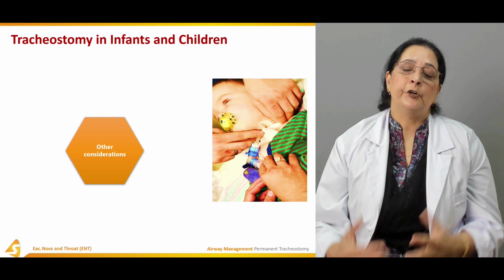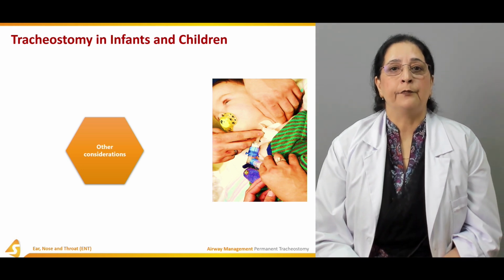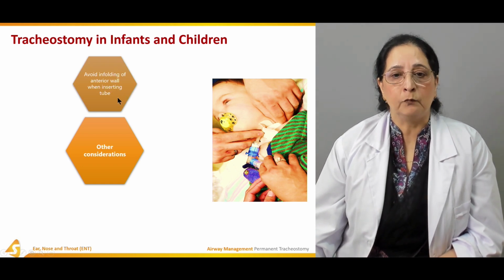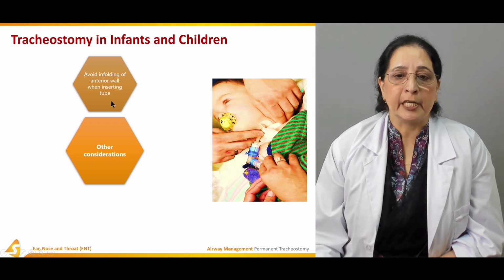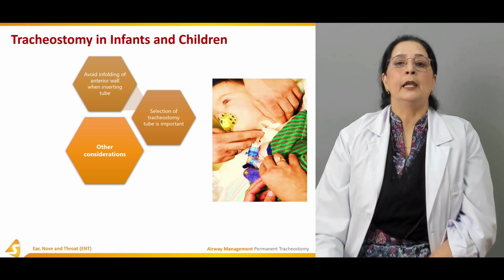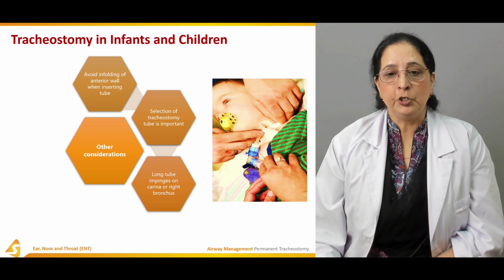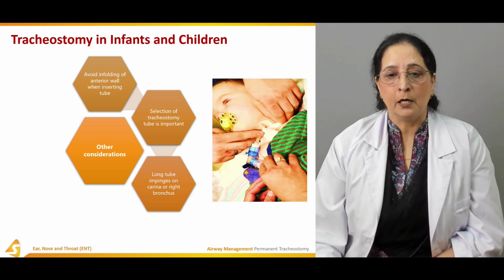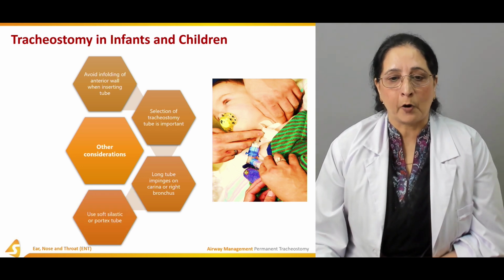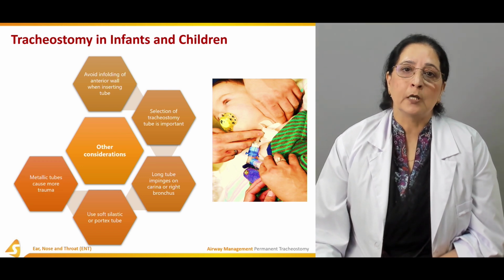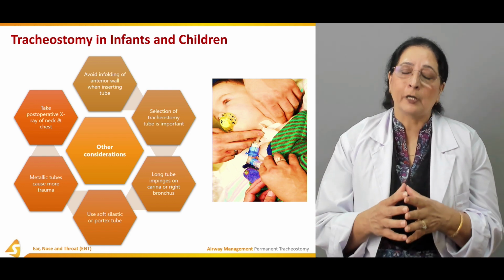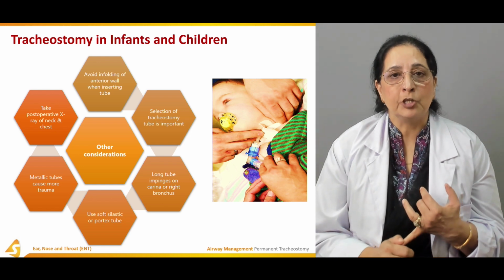Some other considerations in infants and children when we perform tracheostomy. Avoid infolding of the anterior wall when inserting the tracheal tube. Selection of the tracheostomy tube according to size is important. A long tube impinges on the carina or right bronchus. Use a soft, silastic or Portex tube. Metallic tubes cause trauma. Take a post-operative x-ray of the neck and chest. Very important considerations in infants and children.